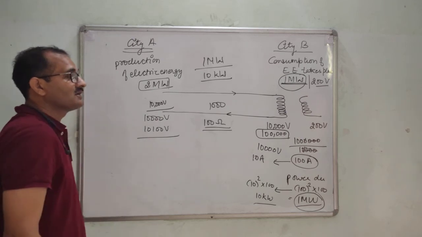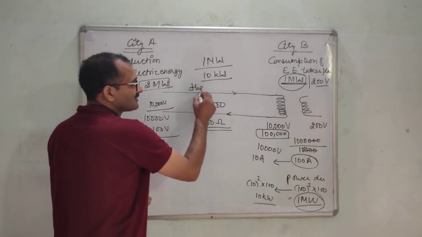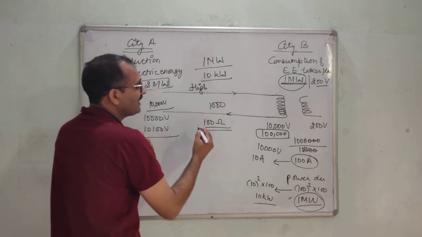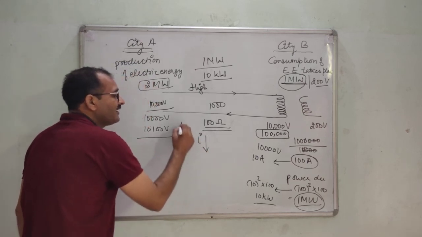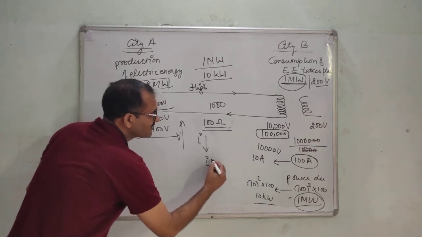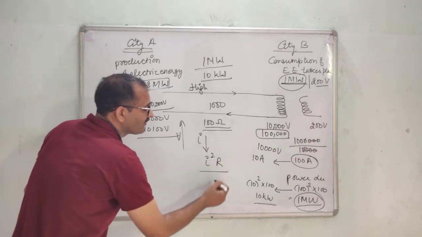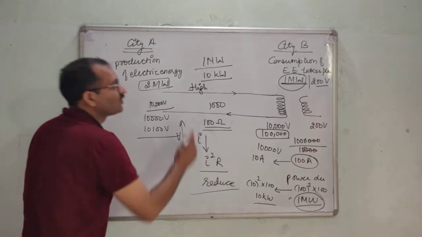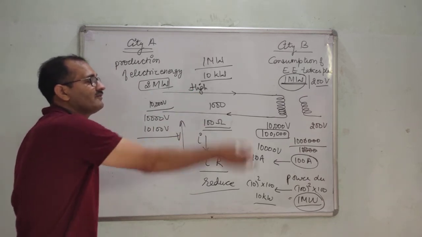Now, what is the advantage? To transport energy over high voltages. As the voltage goes on increasing, what will happen? The current will go on reducing. Then I square R is the line loss, so the power loss will considerably reduce. So we do the transportation of electrical energy over high voltages.